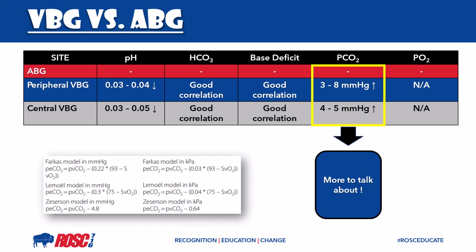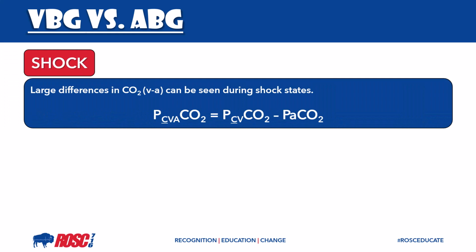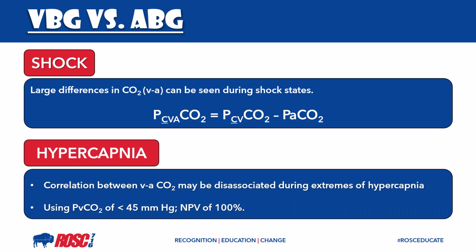And in addition, as soon as I add supplemental oxygen to that patient's treatment, it worsens the accuracy of these models. With that said, two situations to consider in ABG in regards to PCO2 would be shock and abnormally high PCO2 levels. First up is shock. We know that shock states cause large differences in venous and arterial PCO2. In fact, some of us use this knowledge to our advantage when diagnosing shock by using the venous to arterial CO2 difference calculation.